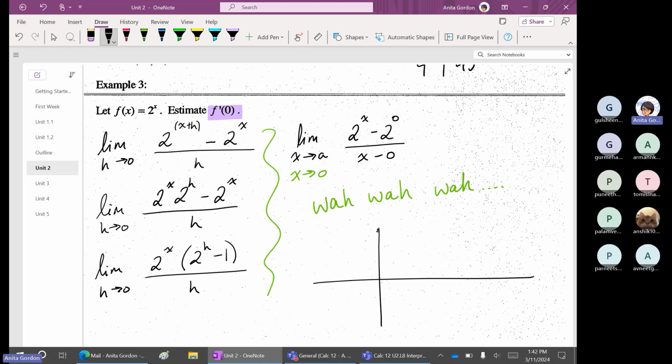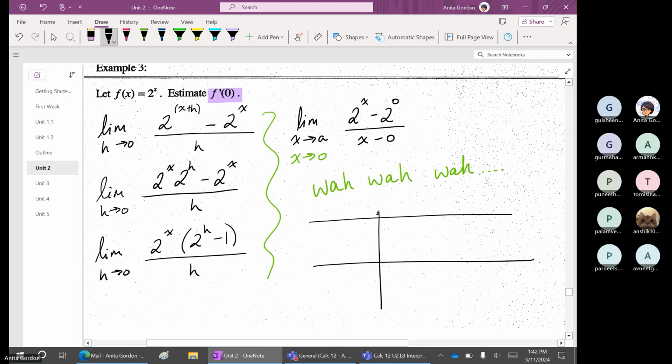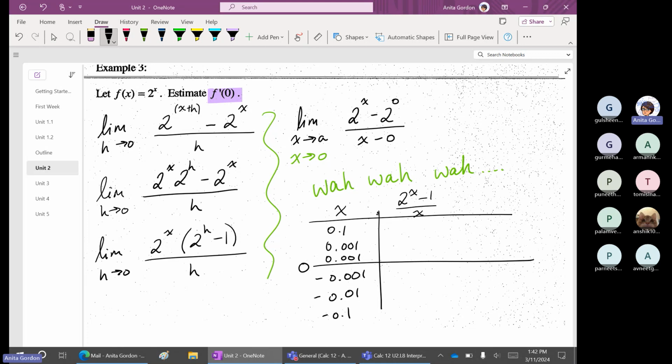You don't have to erase, just add to the pile here. What is it when we have 2 to the x minus 1 over x, and our point of interest is that x is 0? So let's use a table of values: 0.1, 0.01, 0.001, negative 0.001, negative 0.01. Sometimes we just got to try something new.